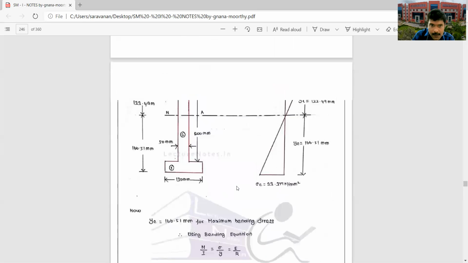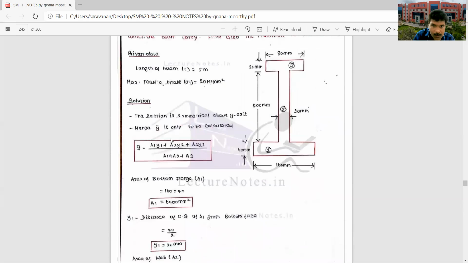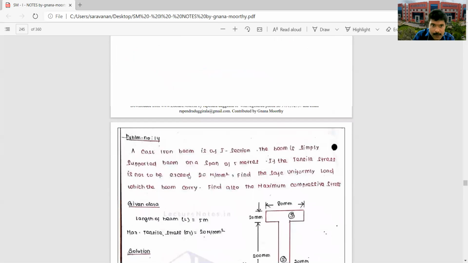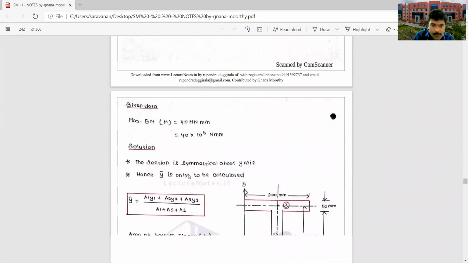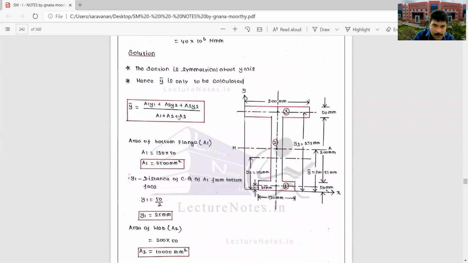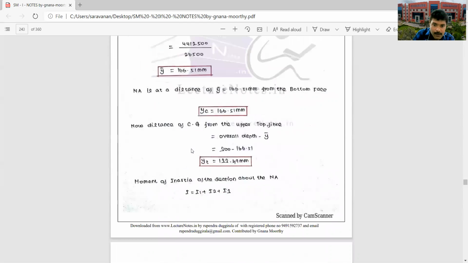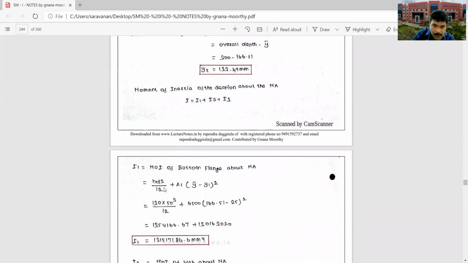The only thing is how to calculate the y bar value. That is important. Y bar equals A1 Y1 plus A2 Y2 plus A3 Y3 divided by A1 plus A2 plus A3. Then the moment of inertia: how to calculate it. I1 is bd cube by 12 plus A1 into Y bar minus Y1 the whole square. This formula you should know. Then you can easily find the sigma value by using the relationship M by I equals sigma by y. I hope you understand.